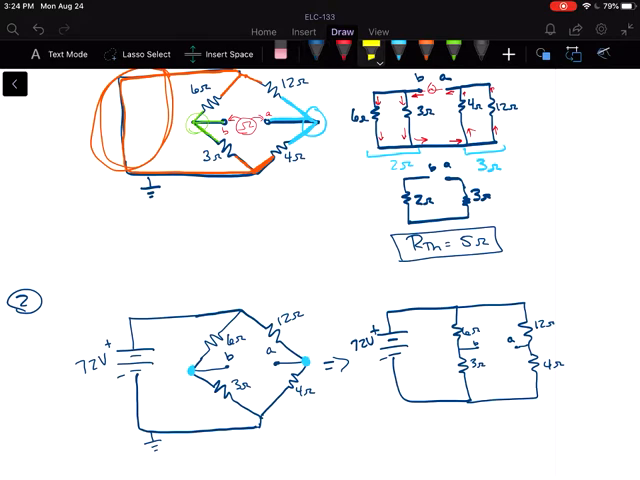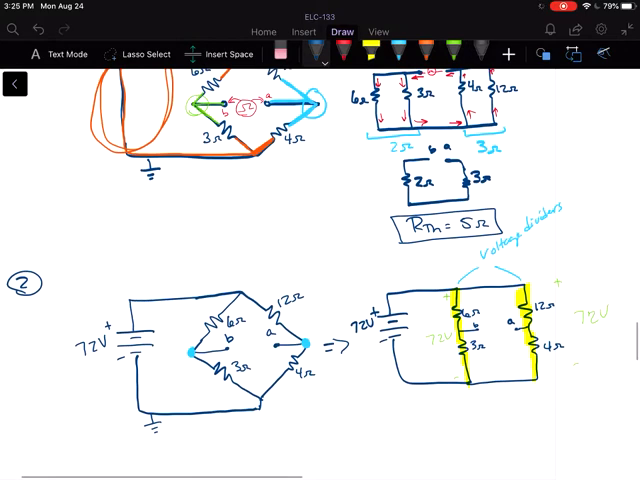Okay, so notice what we have here. We've got a 6 and 3 in series and a 12 and 4 in series. And what are these? These are voltage dividers. Okay, series resistors divide the voltage. And what voltage do they divide? The 72 volts. You've got 72 volts here and here. And a portion of that's going to be across the 3 ohm resistor, and of course a portion across the 6 ohm, just as a portion of the 72 will be across the 4 and the rest of it across the 12.